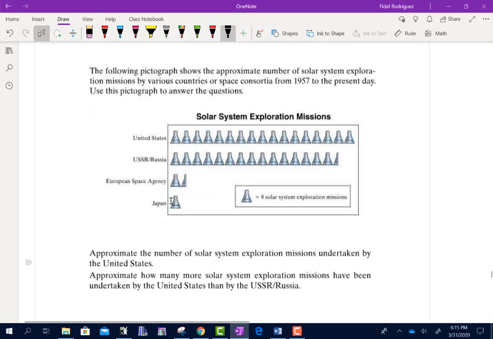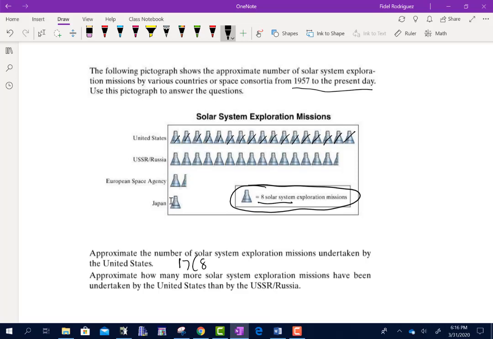Let's take a look at the next one here. It says the following pictograph shows the number of approximate solar system exploration missions by various countries or space consortia from 1957 to the present day. Okay, so it looks like each little capsule represents 8 solar system exploration missions. The first question says, approximate the number of solar system exploration missions undertaken by the U.S. Well, right here, so let's count them. 1, 2, 3, 4, 5, 6, 7, 8, 9, 10, 11, 12, 13, 14, 15, 16, 17.